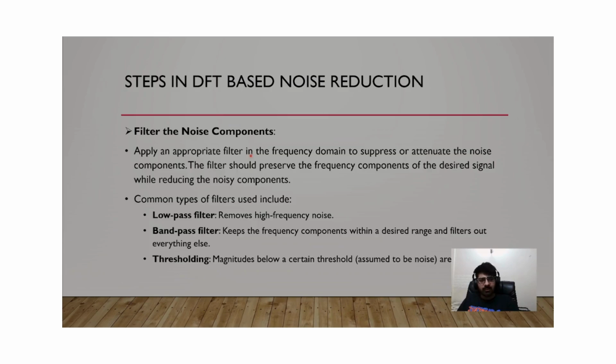We then filter the noise components. We apply an appropriate filter in the frequency domain to suppress or attenuate the noise components. This filter preserves the frequency components of the desired signal while reducing the noisy components. Some common types of filters are the low pass filter, which removes high frequency noise, and the band pass filter, which keeps frequency components within the desired range and filters out everything else. Then we have thresholding. Magnitudes below a certain threshold are set to zero. This filters out our low frequency noises.